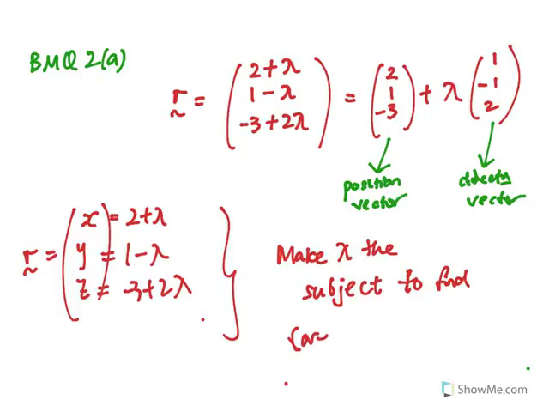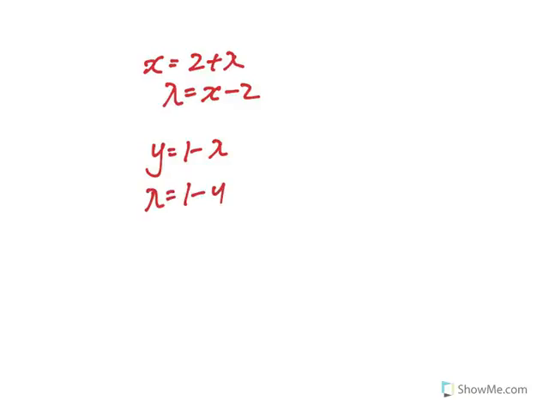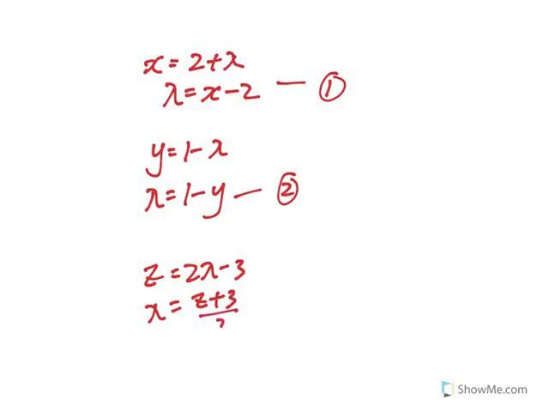Remember, Cartesian is in terms of x, y and z. The vector equation is in terms of the vectors, the direction and the position vector. So we make lambda the subject in order to find the Cartesian equation. So what do we do? x equals 2 plus lambda, we can see that lambda equals x minus 2. y equals 1 minus lambda, so lambda equals 1 minus y. And z equals 2 lambda minus 3, so lambda equals (z plus 3) over 2.